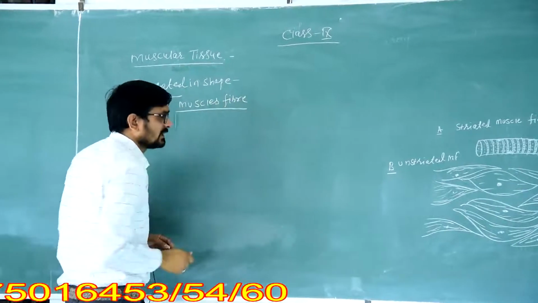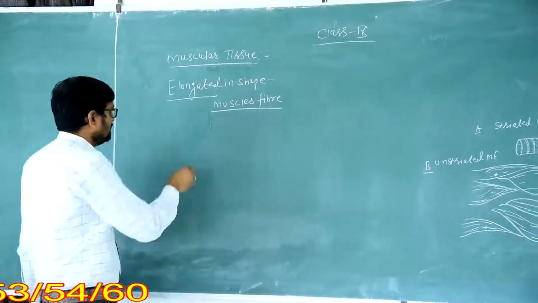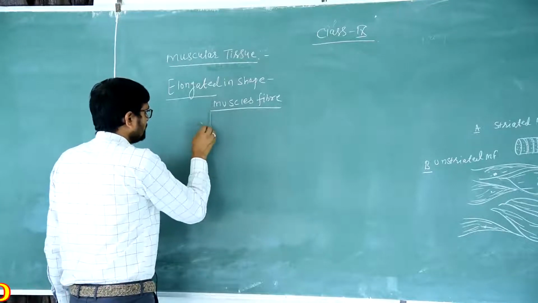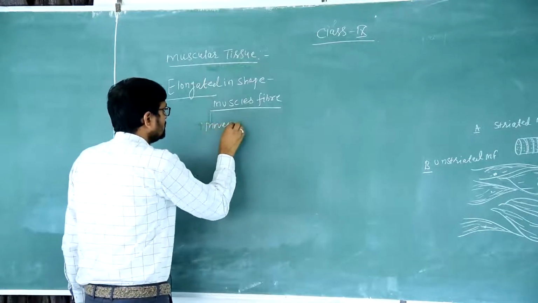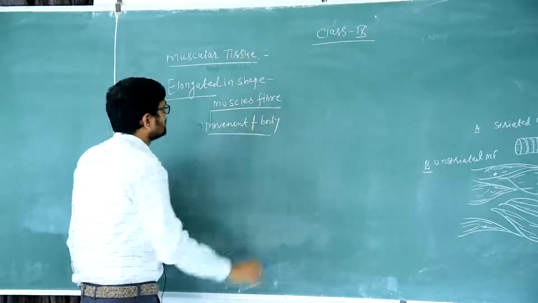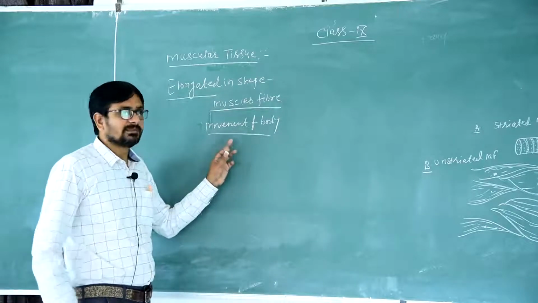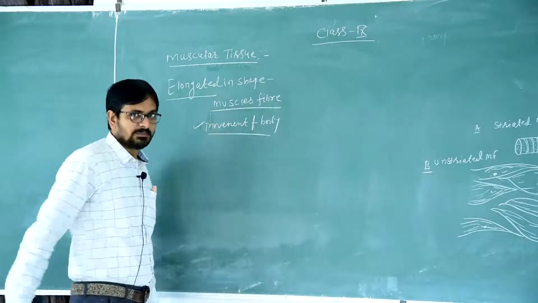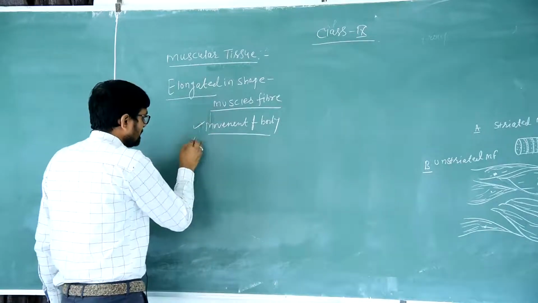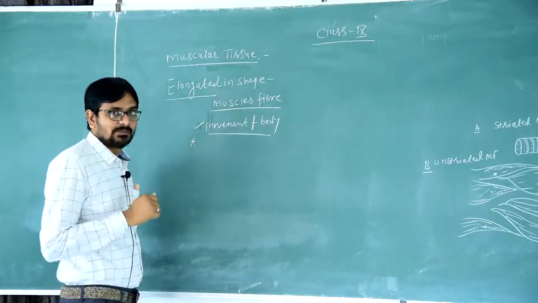The cells of the muscle tissue are muscle fibers, and mainly their function is to help in the movement of the body. The main function of the muscle fibers is movement of the body. It means it helps in the movement of the body parts. So another thing is, how does it help in the movement of the body parts?